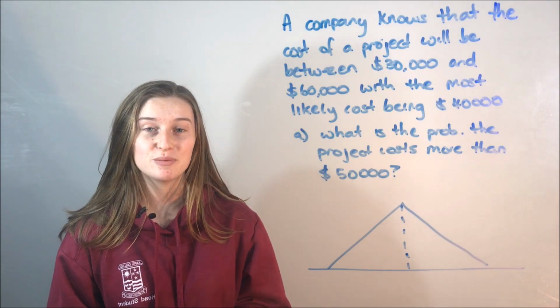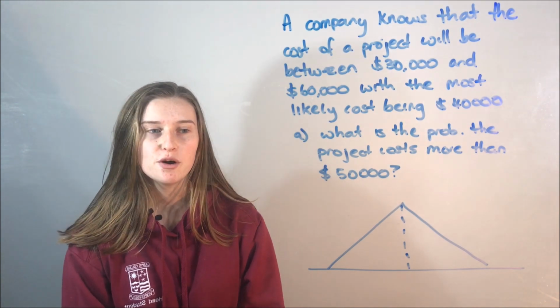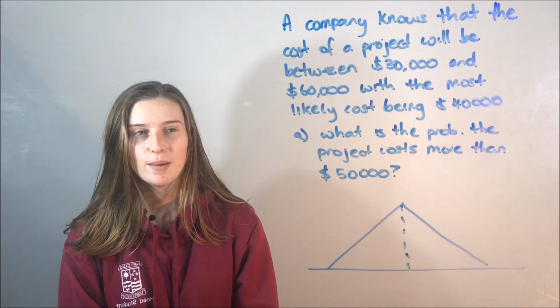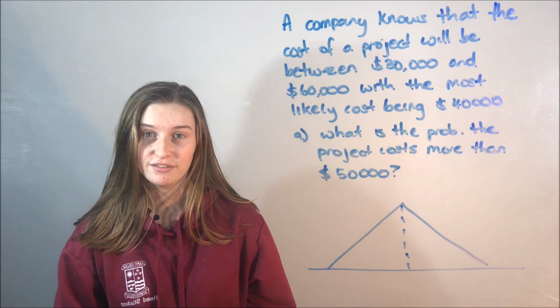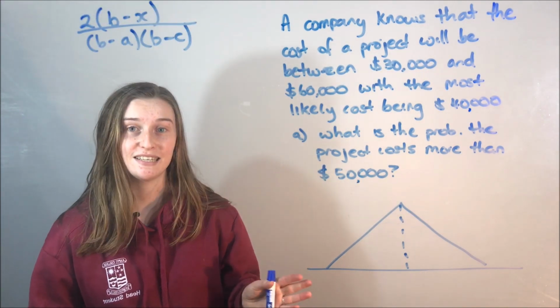In this video, we're going to be looking at the probability on the right slope. The right slope is very similar to the left slope, but the formula is just slightly different. The formula looks like this instead. Let's look at this example.